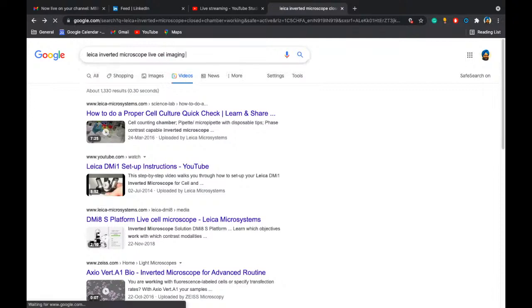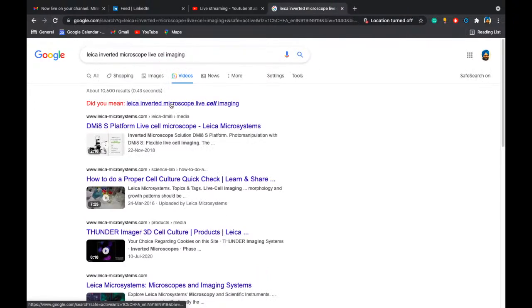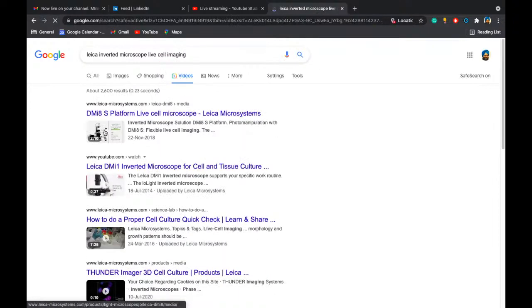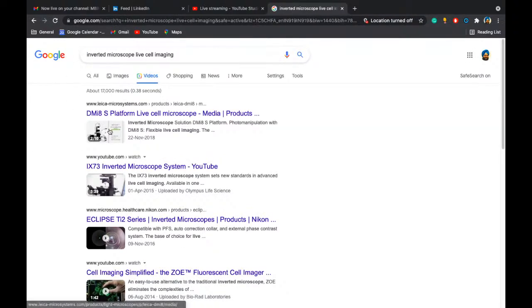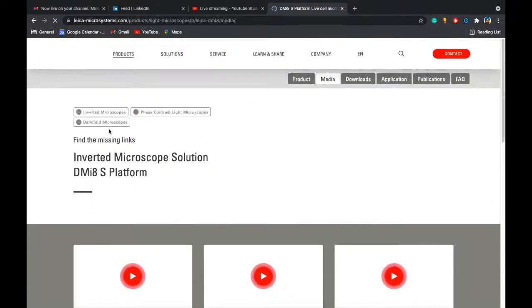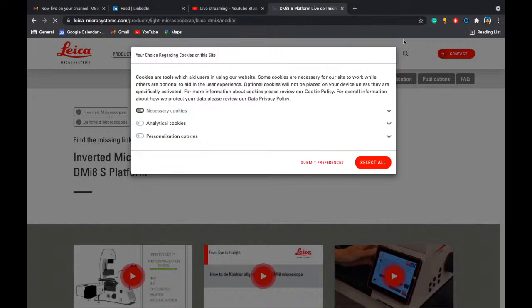I want to show you how these platforms look, an inverted microscope from Leica, or something else if there is. It will be very good to show you if you select all of these.